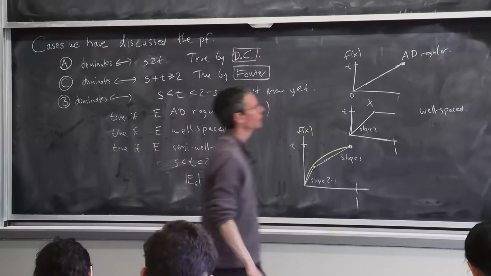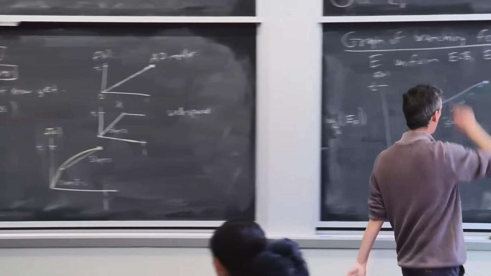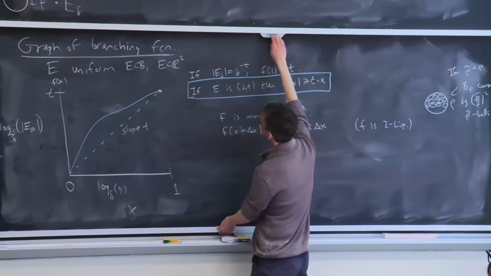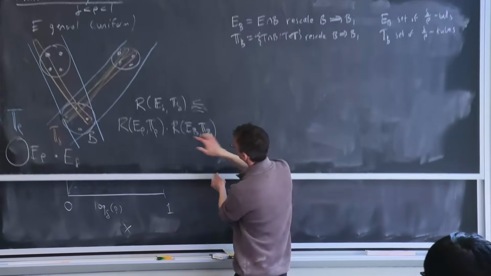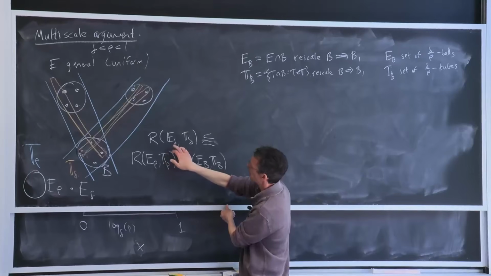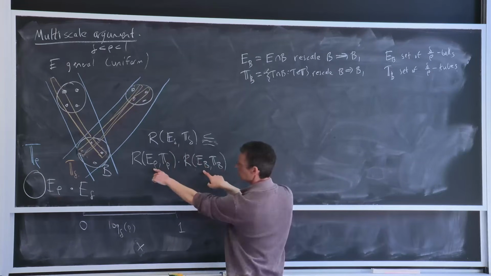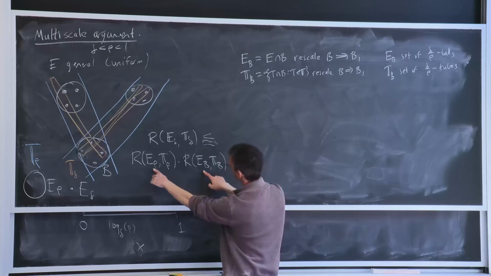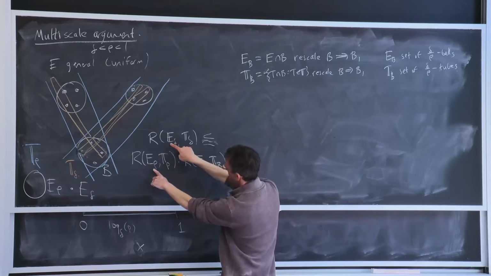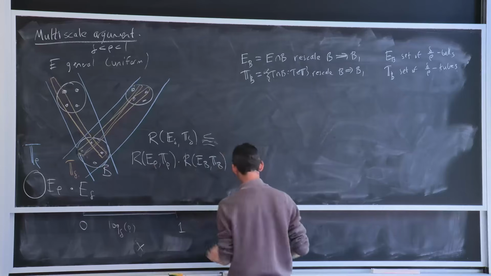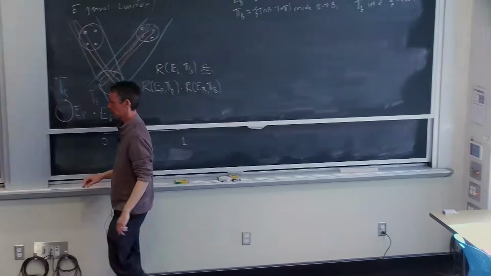All right. So now let's think about what happens when we do this multi-scale argument. What happens to the branching functions? In other words, I start with this setup. I want to understand this guy, and it depends on the branching function of E delta. And I get these two new smaller problems. What is the relationship between this branching function and these branching functions? OK. The relationship is really simple.